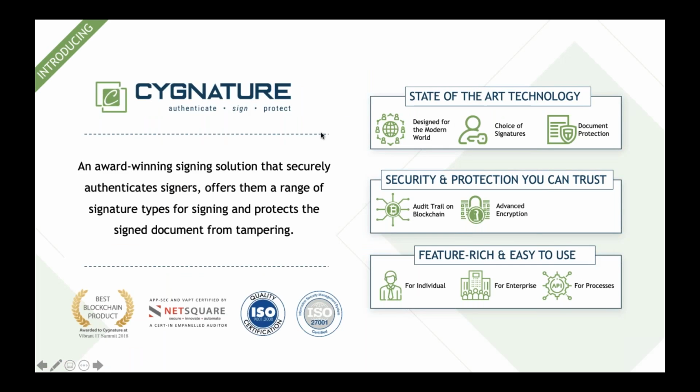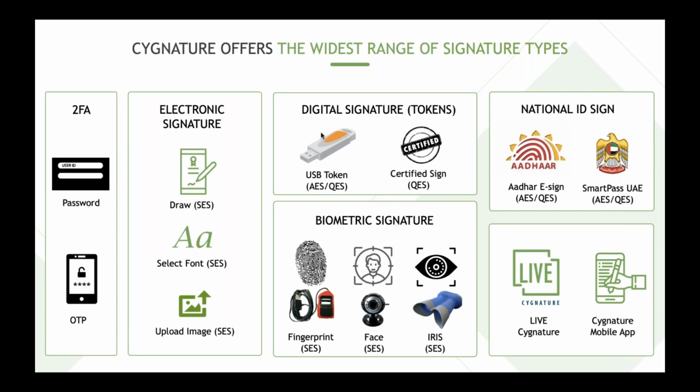Coming to Signature, it is an award-winning solution that securely authenticates signers. We offer the maximum range of signature types, and with blockchain technology, we protect the document. Why we are saying the widest range of signature types is we have many types of signature available on the platform. You can just sign the documents using a simple electronic signature. You can just draw your sign, select a font, or upload an image of your signature. You can sign documents using a digital signature, which is a USB token and a certified sign.